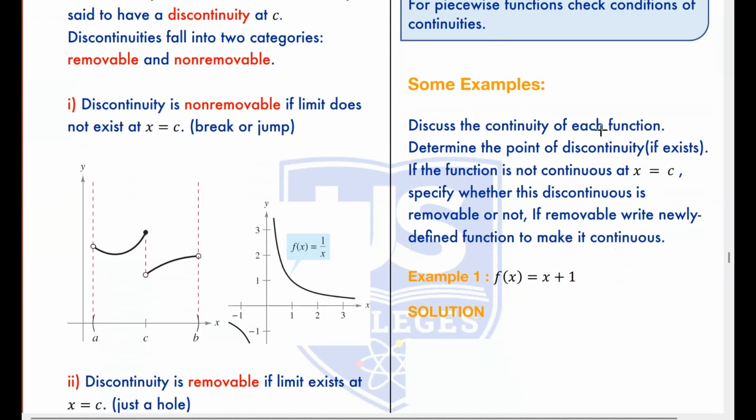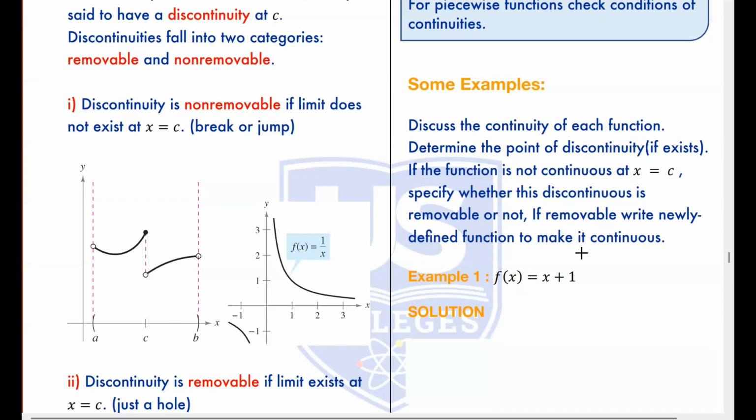Discuss the continuity of each function. Determine the point of discontinuity if it exists. If the function is not continuous at x equals c, specify whether the discontinuity is removable or not. If removable, write a newly defined function to make it continuous.